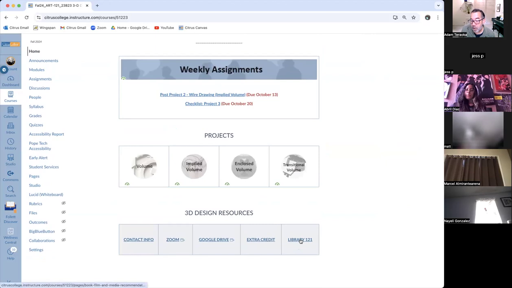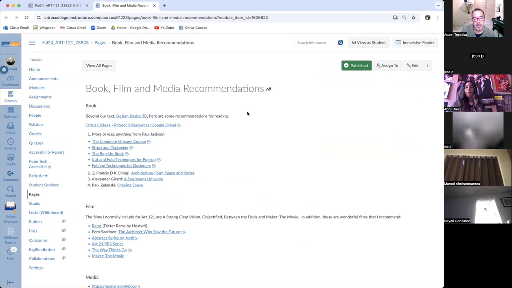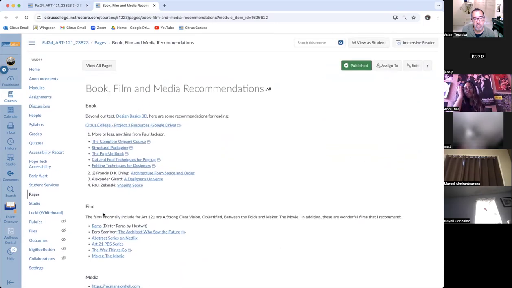All right. I'm going to go down to the library, and these book and film recommendations, this whole first section is basically Project 3 resources. So you can do origami. The structural packaging will show you how to make different modules. The pop-up is for another pop-up. Folding techniques for designers can go back to the modular thing.